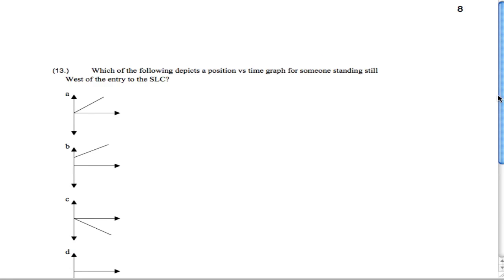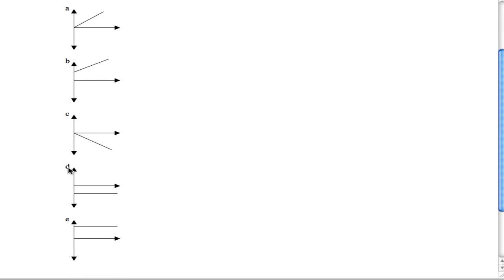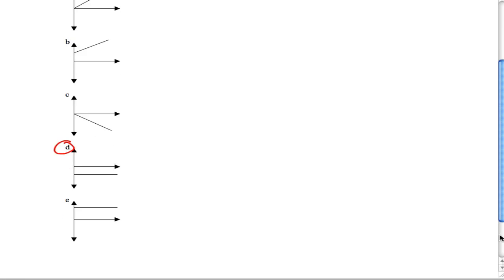Somebody standing still west to the entry. We have actually, remember this is the axis, so that means that choice D is the possible answer.